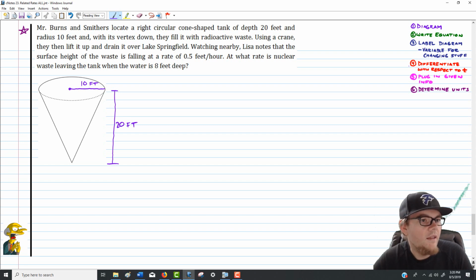Using a crane, they then lift it up and drain it over Lake Springfield. Watching nearby, Lisa notes that the surface height of the waste is falling at a rate of 0.5 feet per hour. At what rate is nuclear waste leaving the tank when the water is 8 feet deep?